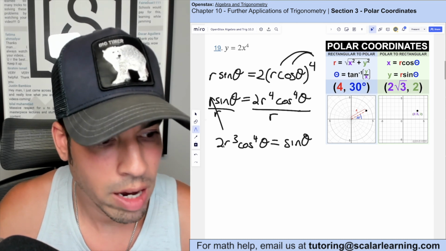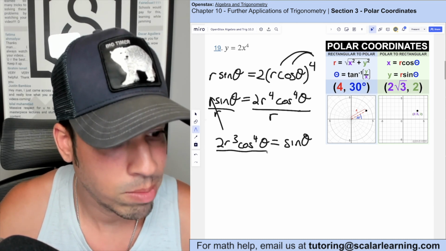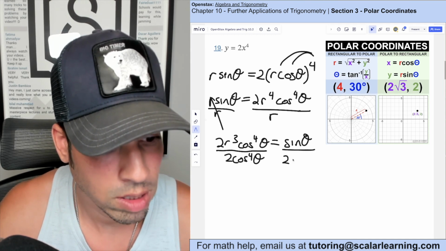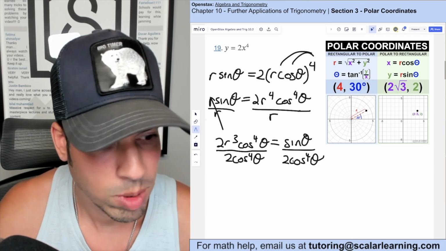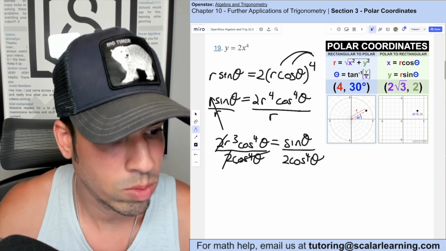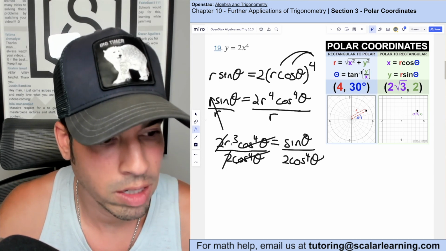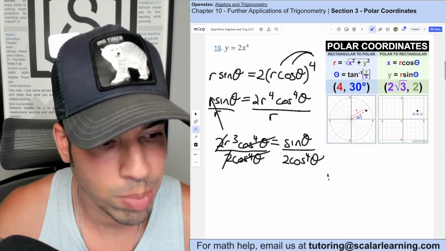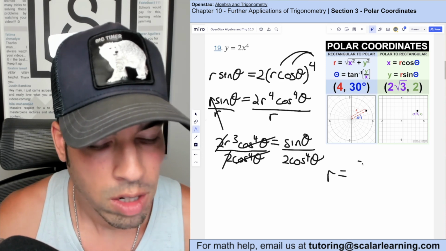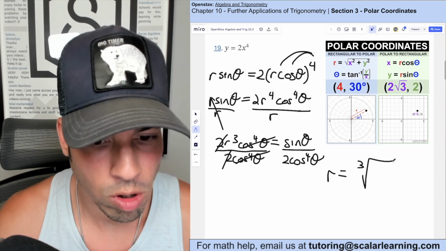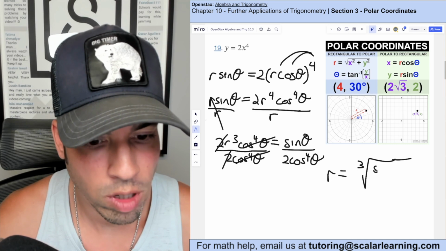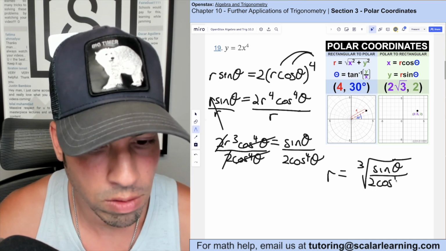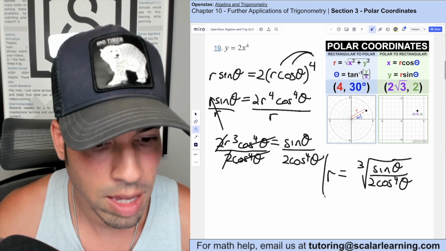Now all I have to do is isolate this r. So first I'm going to divide both sides by 2 cosine to the fourth theta on both sides like this. And the reason why is because that's going to get rid of this and that's going to get rid of this. So we're almost there. We've almost isolated r. So now we have r cubed equal to this. The last step is to take the cube root of both sides, right? So r equals the cube root, because the cube root of r cubed is of course r, and that's what we want. We've got the cube root of sine theta over 2 cosine to the fourth theta. That's how you do it.